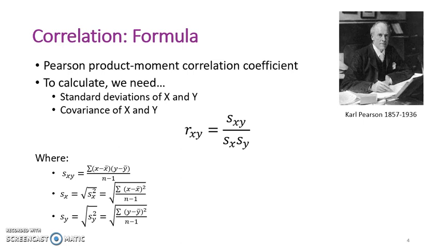The covariance between x and y is the numerator of the correlation coefficient. The denominator of the correlation coefficient is the product of the standard deviation of x and the standard deviation of y. You've learned how to calculate each of these three statistics already. This is what we use to calculate the correlation coefficient.